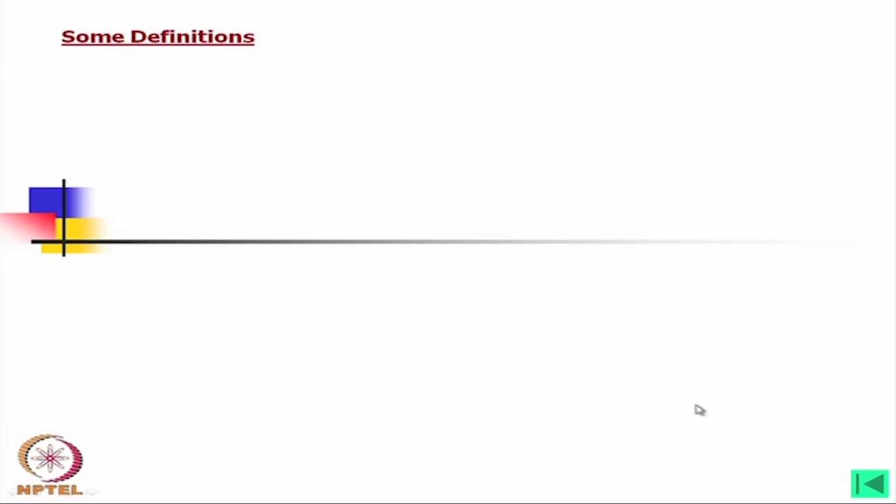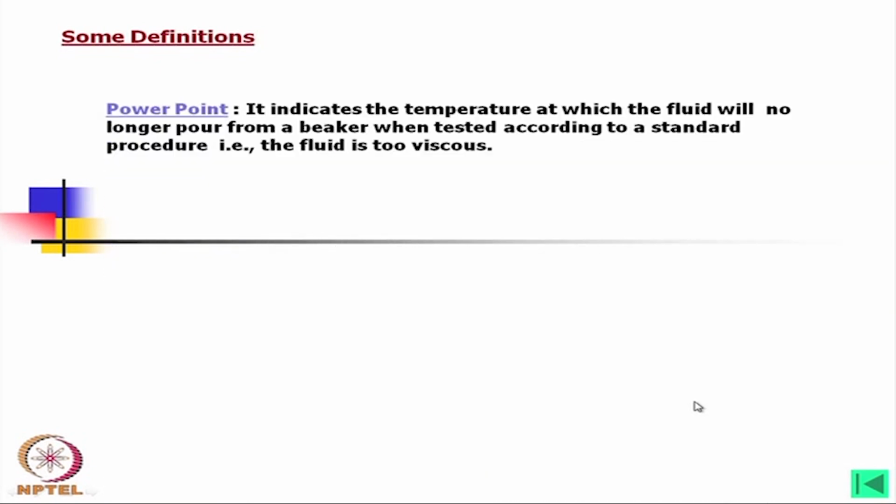Now, along with that we must know some definitions and terminology. Sorry, there is a mistake in this spelling, this is not PowerPoint, it is pour point, POUR, it will be pour point. It indicates the temperature at which the fluid will no longer pour from a beaker when tested according to a standard procedure. This means that the fluid is too viscous.